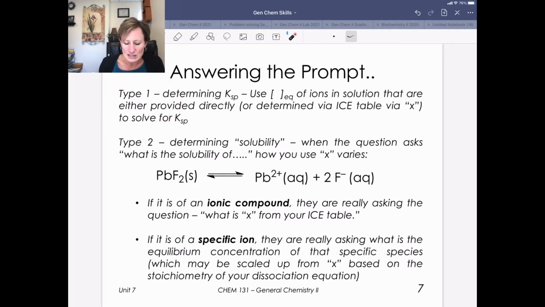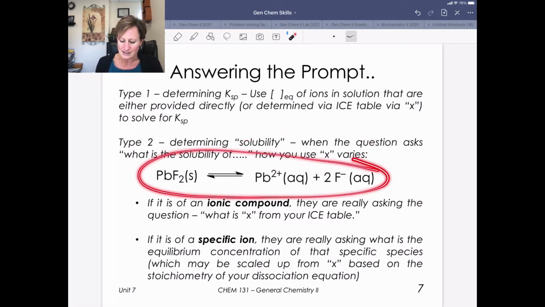Type 1 problems, pretty straightforward. We're again going to be determining KSP. They will either maybe give us concentrations of ions in solution, and we just need to calculate KSP, or maybe we need to have an ICE table. You know, we did a lot of problems like this in Unit 5, similar kinds of problems here in Unit 7. So highlighting, making sure we answer the prompt. A lot of problems with KSP that are equilibrium problems ask you to determine the solubility of something. And there's 2 things you might be asked to determine the solubility of, and that determines how you're going to use your X. So let's take our lead fluoride example here.